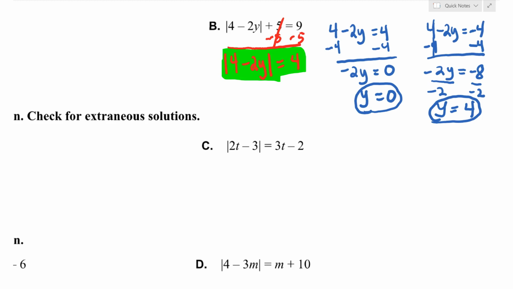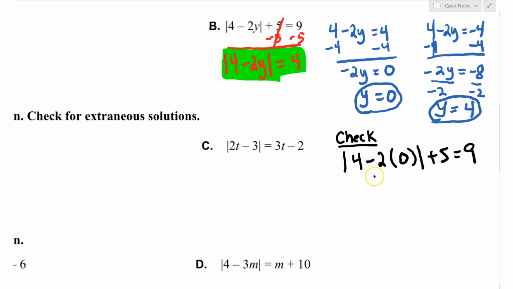How do we check? We have to substitute into the original equation. So I'm going to write here, check. The first one was 0. So we have the absolute value of 4 minus 2 times 0, plus 5, and we're going to check if it comes out to 9. 4 minus 2 times 0 is just 4. The absolute value of 4 plus 5. And we know that the absolute value of 4 is 4, so 4 plus 5 does give you 9.